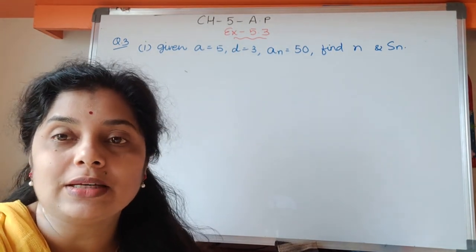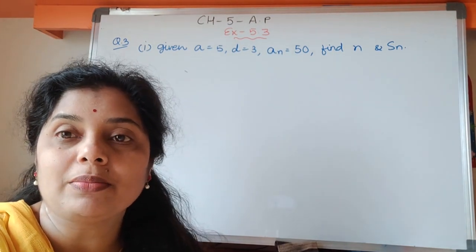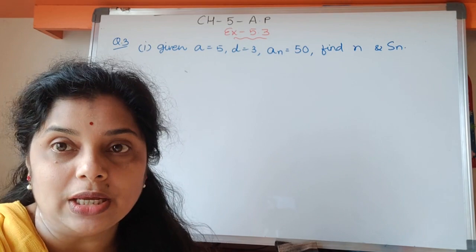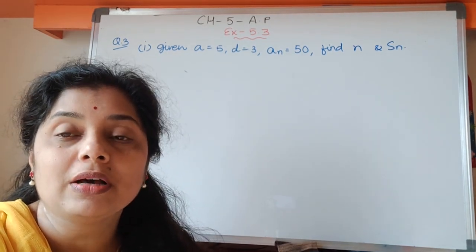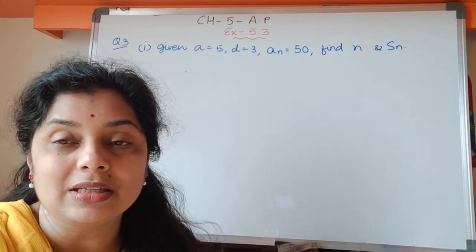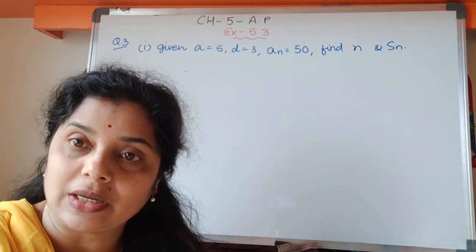Sn is equal to n by 2 into the bracket 2a plus (n minus 1) into d is the formula we use when the given AP is fixed. It means the number of terms is fixed. It means the AP is finite.